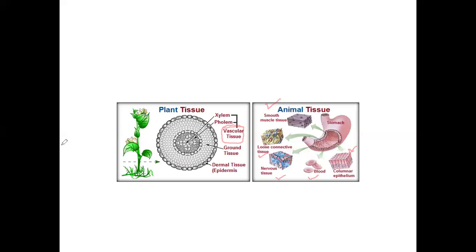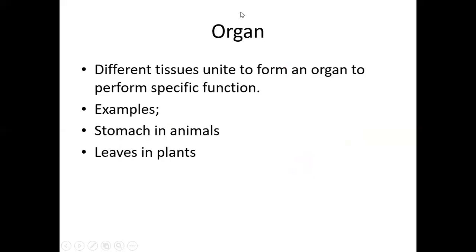Now I would like to move towards the next slide. Yes, when tissues unite together, they will make an organ. So here, the definition of organ and example: different tissues unite to form an organ to perform a specific function. They have to perform a specific function. They have to join together. So examples can be stomach in animals and leaf in plants.